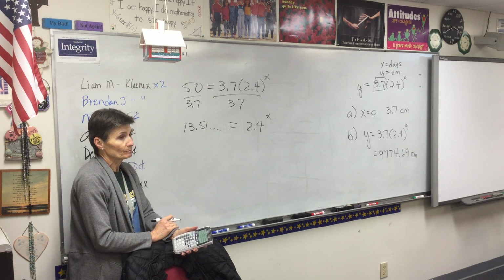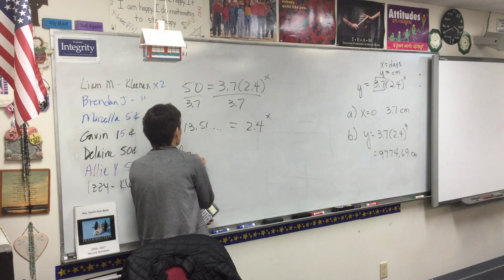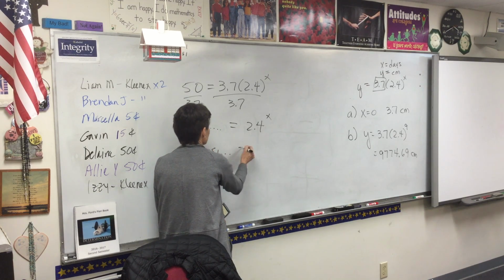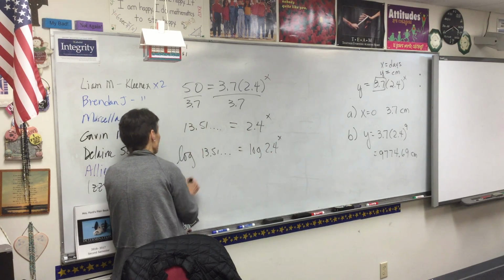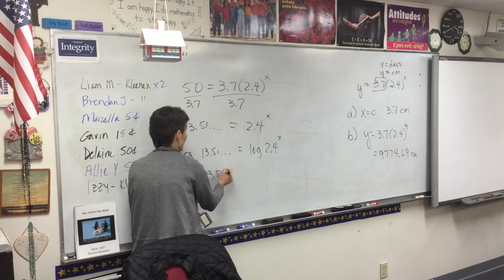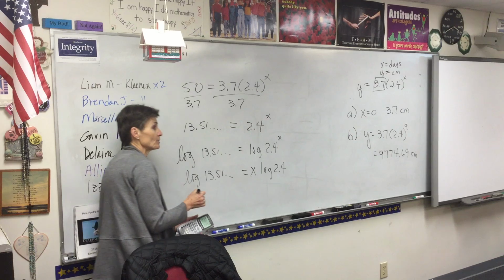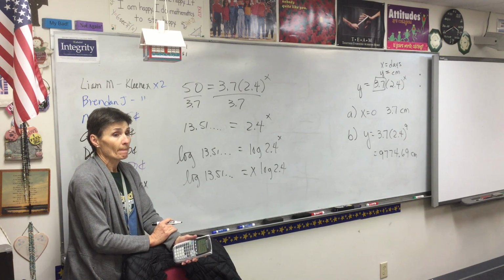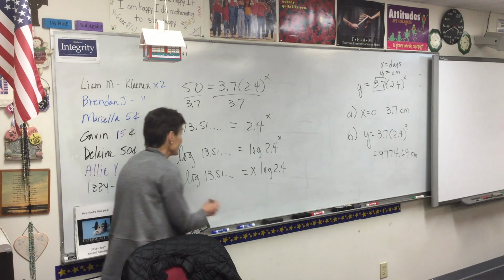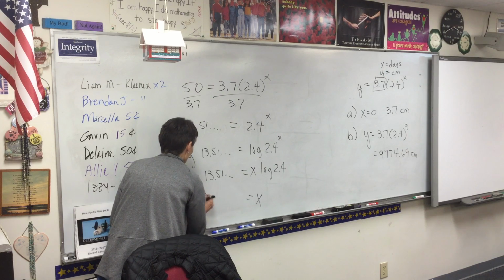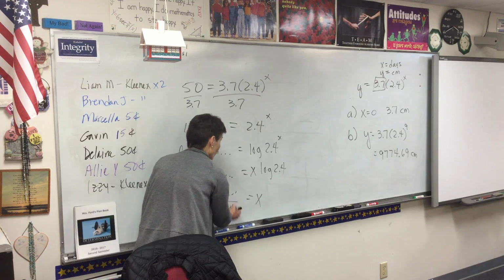What's the next step? I can't bring down the X until I take out a log. So I'm going to take the log of all this and the log of this. And that's going to bring the X out in front, right? Yes. And then I'm going to divide by the log of 2.4. So basically what you're telling me is I have to take the log of this big ugly number and divide it by the log of 2.4.